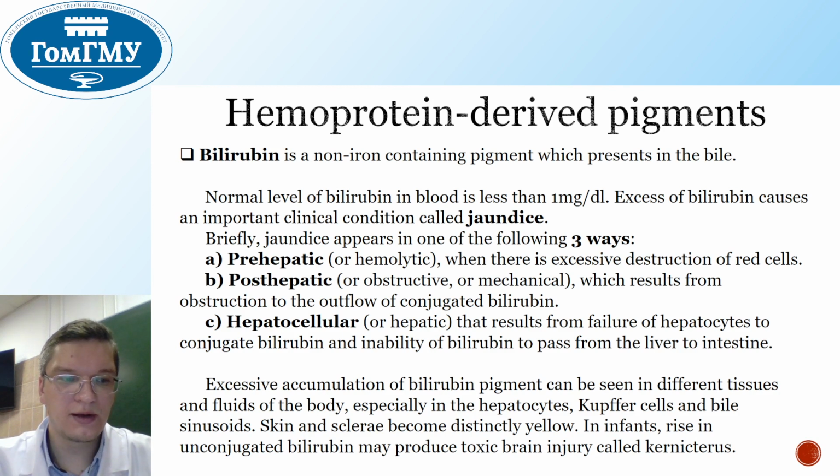Normal levels of bilirubin in blood are less than 1 mg per deciliter. Excess of bilirubin causes an important clinical condition called jaundice. Briefly, jaundice appears in one of the following three ways. It's prehepatic or hemolytic when there is excessive destruction of red cells; posthepatic or obstructive, which results from obstruction to the outflow of conjugated bilirubin; and hepatocellular or hepatic, which results from failure of hepatocytes to conjugate bilirubin and inability of bilirubin to pass from the liver to the intestine.